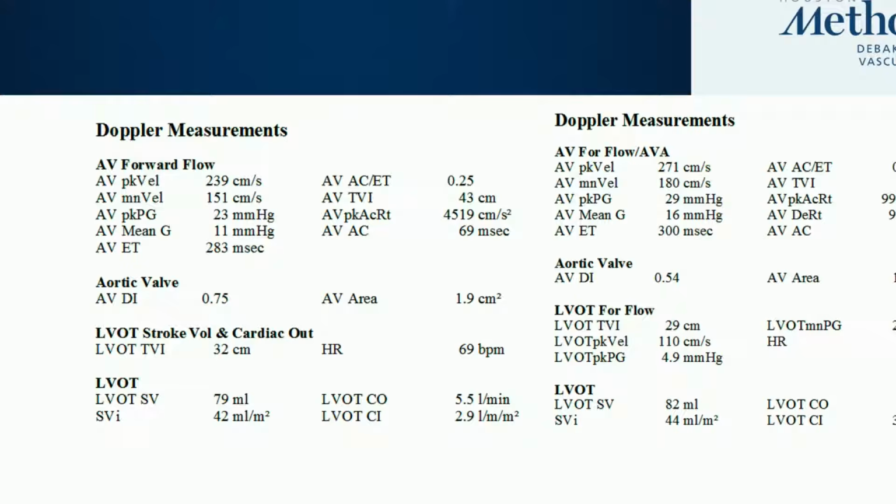These are the Doppler assessments at the time of TAVR and post-op day 1, which show an overall peak velocity of between 2.4 to 2.7 meters per second. The gradient across the valve ranged between 11 to 16 millimeters of mercury. Acceleration time was within acceptable limits, and DI was 0.75 and 0.54 respectively on day 0 and day 1.